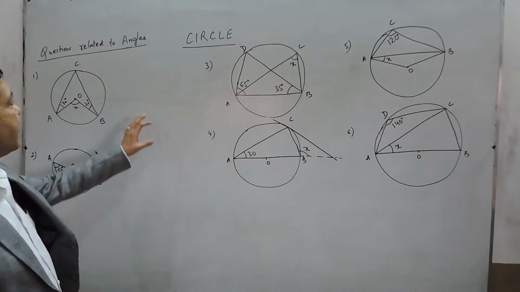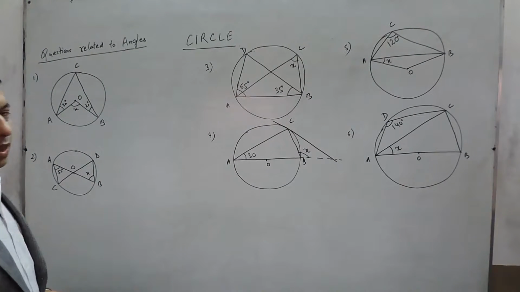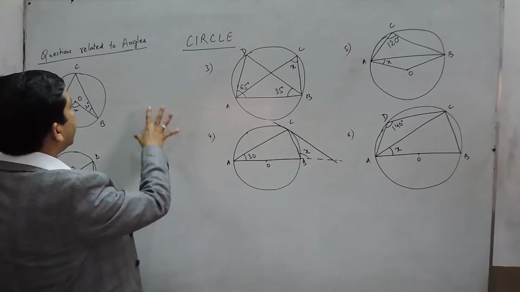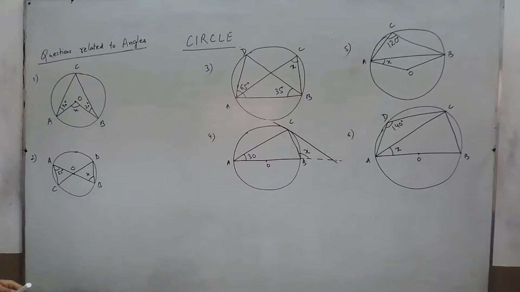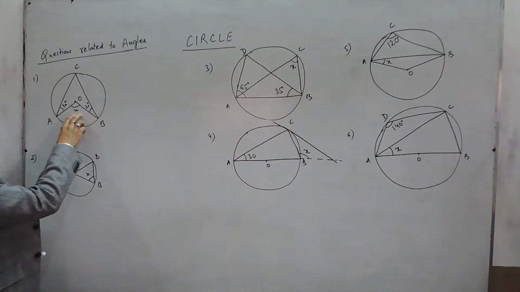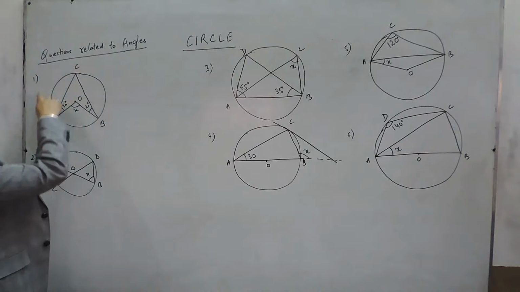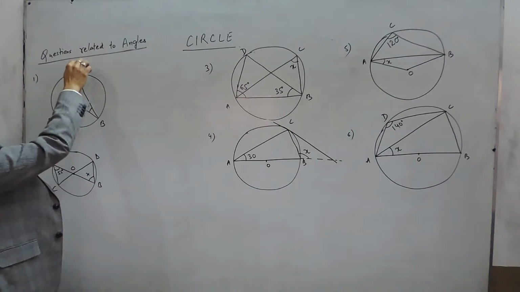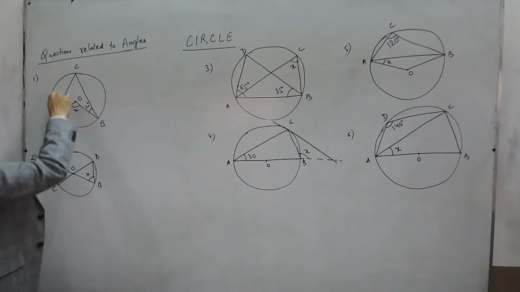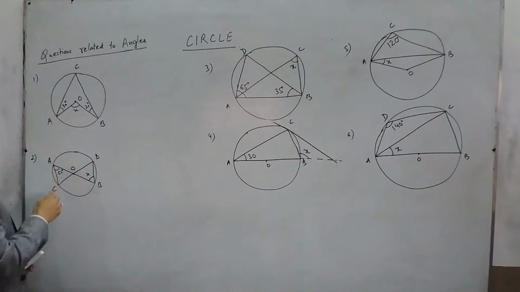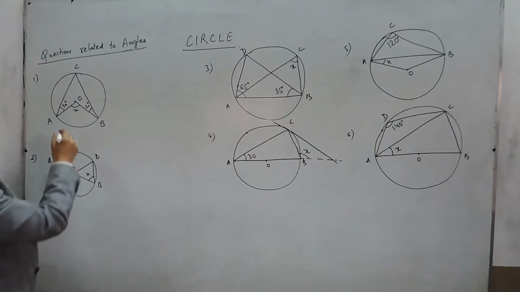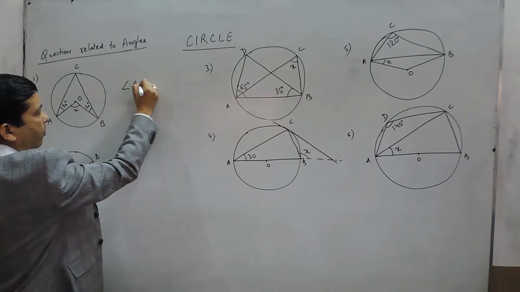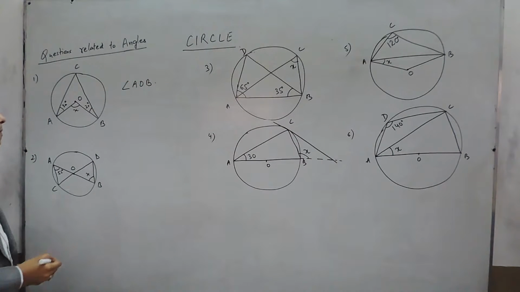Hello everyone. As we already discussed the questions related to chords, here we are discussing the questions which are related to angles. Now, one of the questions can be like this, where O is the center of this circle and these are two points A and B. This is yet another point C, and if we draw a line like this, then these two angles are given as 30 degree and 20 degree, and we have to find out the value of angle AOB.